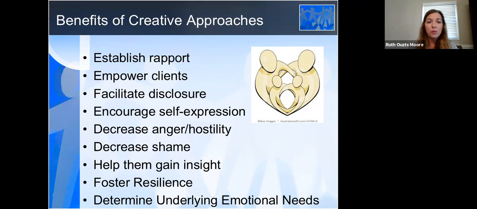So it's certainly a good way to establish rapport, to allow clients to see that counseling isn't just laying on a couch and staring at the ceiling, like what everyone sometimes thinks about going to see my quote unquote shrink. It's a way to empower clients. It's a way to help facilitate disclosure, so that they can share what they want to share, not necessarily have to own the problem. But because it encourages self-expression, it can also work through anger, hostility, shame, and help them gain insight that they might not normally get. It can help foster resilience; we can certainly see clients bounce back sometimes and have that aha moment that they might not have otherwise had, had we not used a prop or done some type of self-expression activity. And it can help determine the underlying emotional needs.